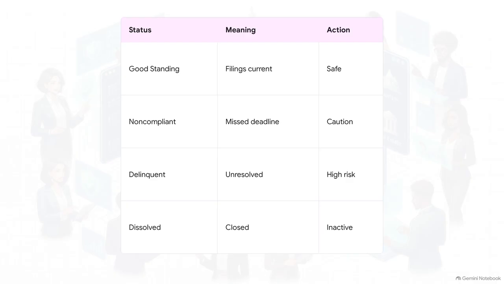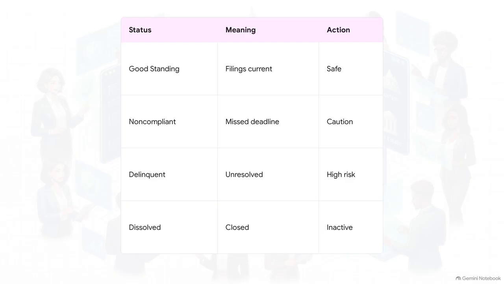Now, non-compliant means they missed a crucial deadline, like filing their periodic report. The state gives a 60-day grace period here. You should definitely proceed with caution. I mean, it could just be an administrative goof, but it's a yellow flag for sure. Then we have delinquent. This means they failed to fix that non-compliance within the grace period.